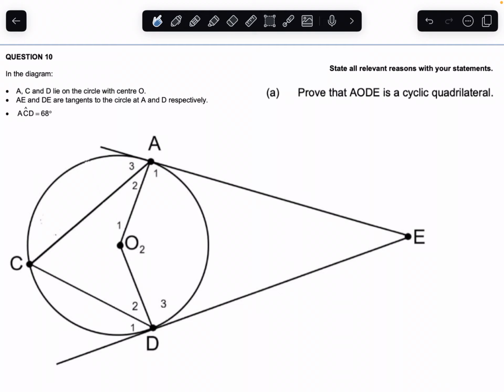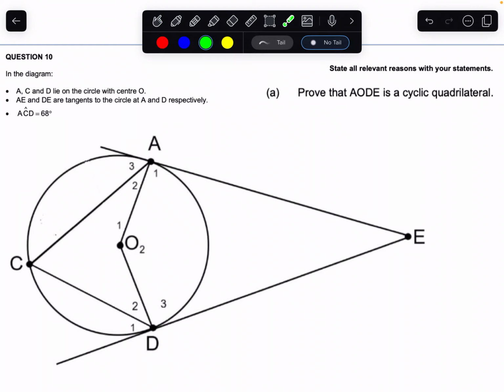Anyway, right, question 10, let's go. In the diagram, A, C, and D lie on the circle with center O. Love me some centers. Centers spells radii, spells diameter, spells angle at center, spells maybe sometimes perpendicular line to chord through this, all the good things. Right, and A, C, and D are on the circumference, good to know. AE and DE are tangents to the circle at A and D respectively.